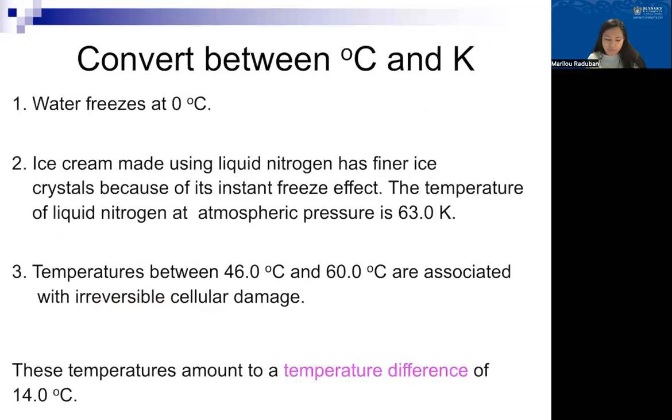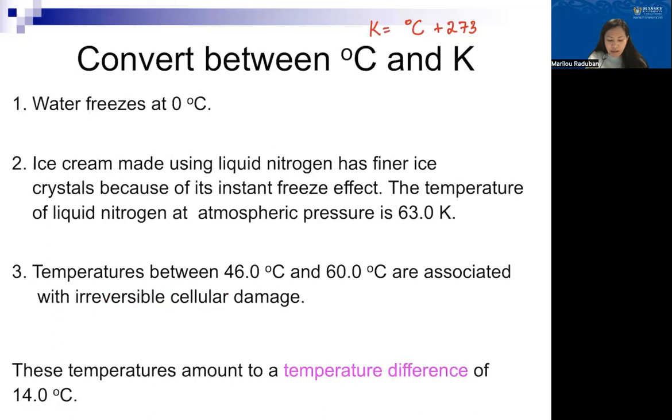So here are some temperatures. Water freezes at 0 degrees Celsius. So our conversion is Kelvin equals the temperature in Celsius plus 273. For these examples, we'll just use 273 as the conversion factor instead of 273.15, just for simplicity. So try to convert these temperatures.